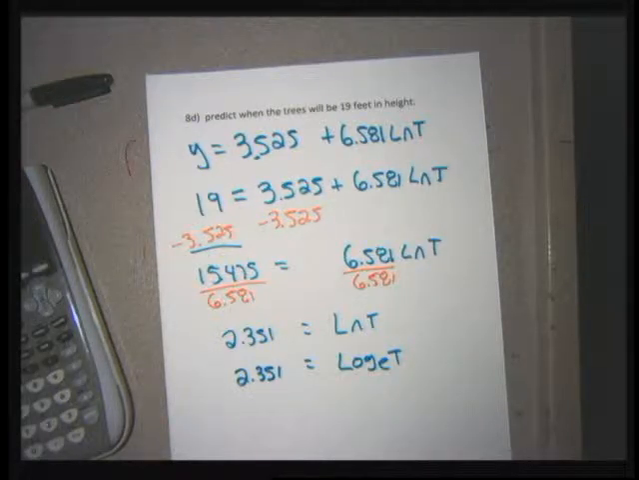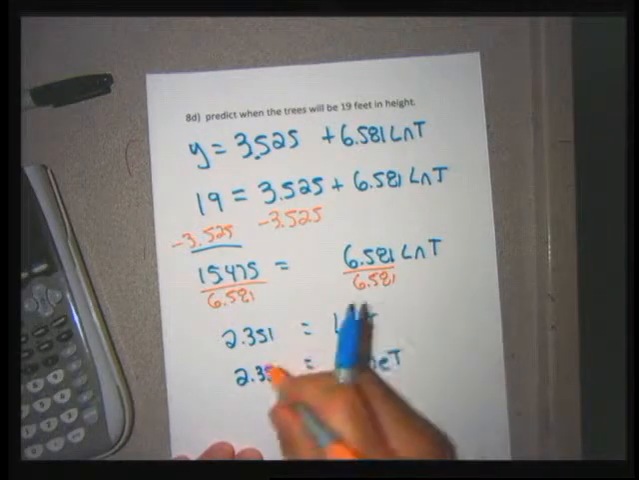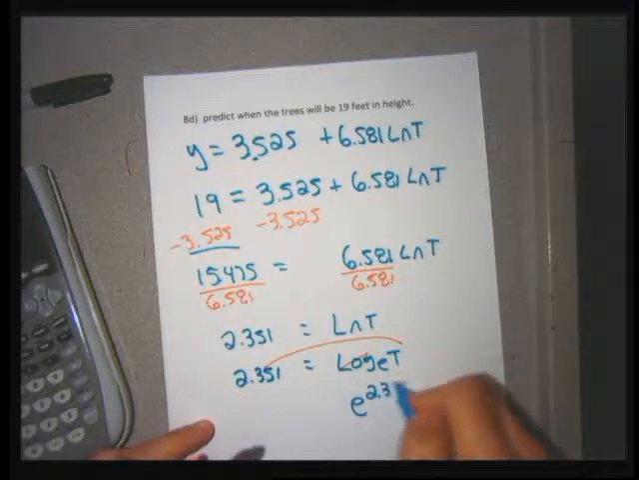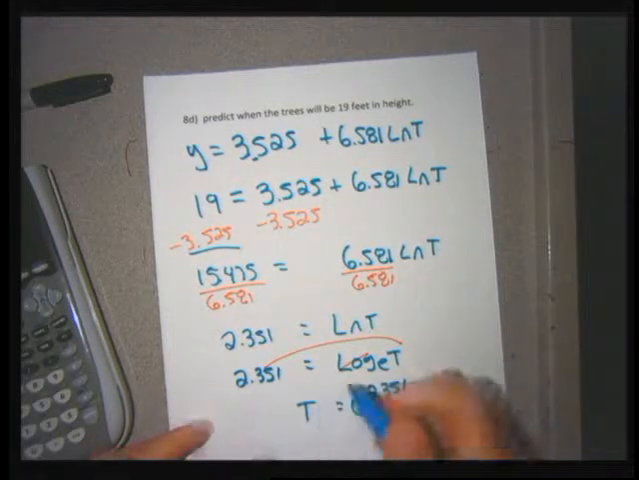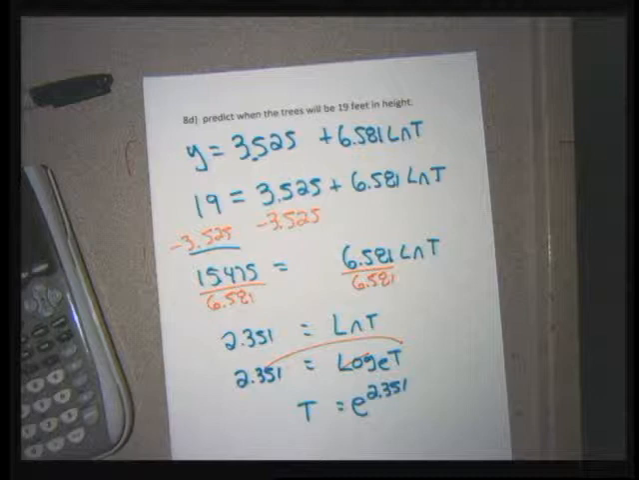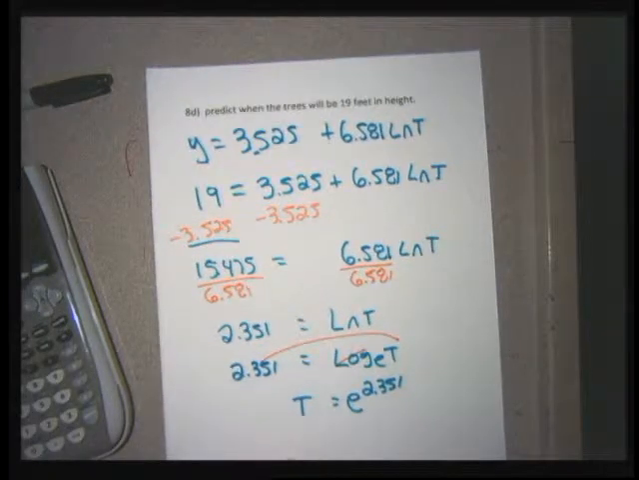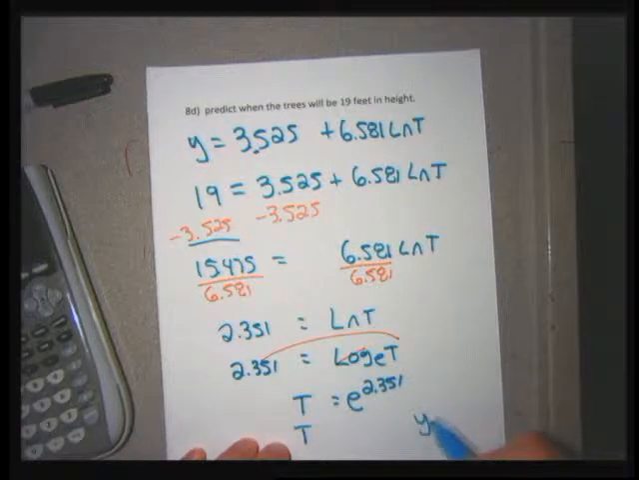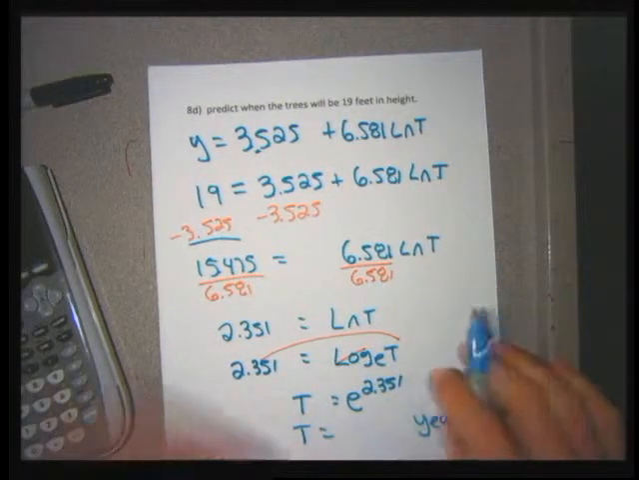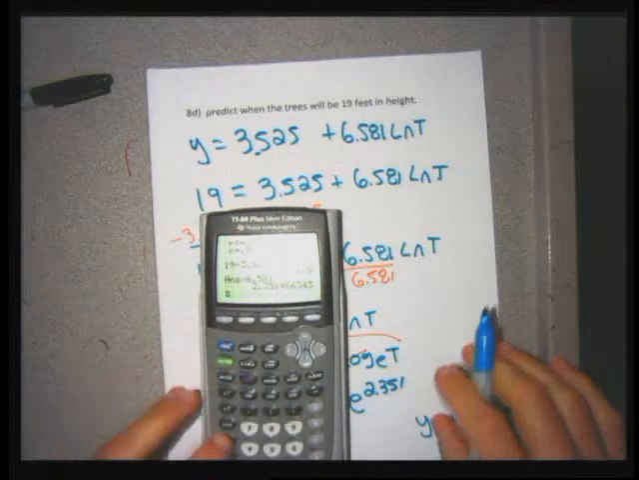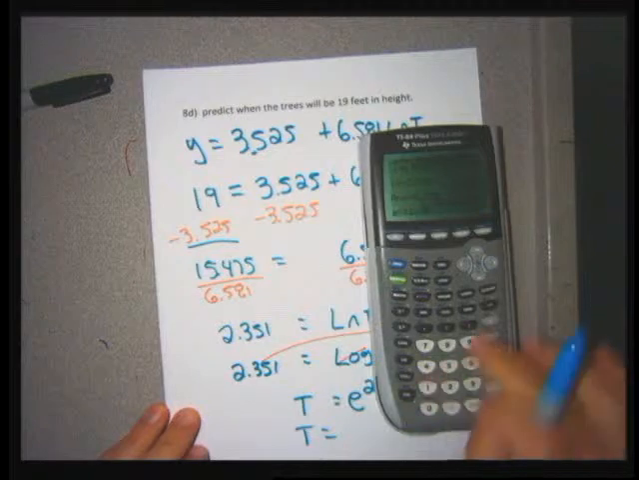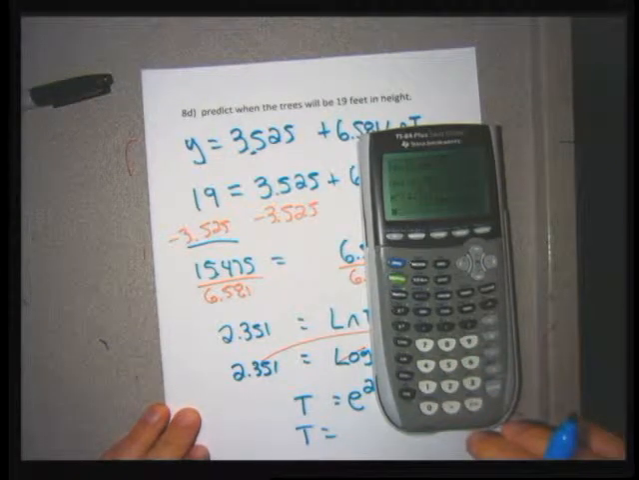Now I'm going to get rid of the logarithm. I'm going to cross out the logarithm. The e is going to stay low, and I'm going to switch the 2.351 and the t. So whatever e to the 2.351 power is going to be the time that it takes these trees to get to 19 feet, and it's going to be in years. So I'm going to go second ln, 2.351 power, and I get 10.4.